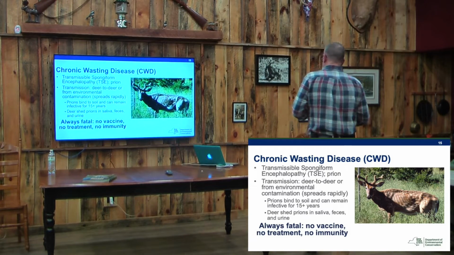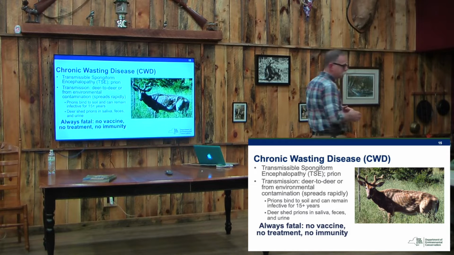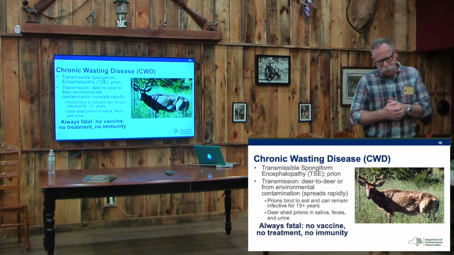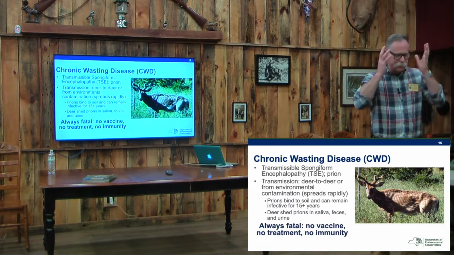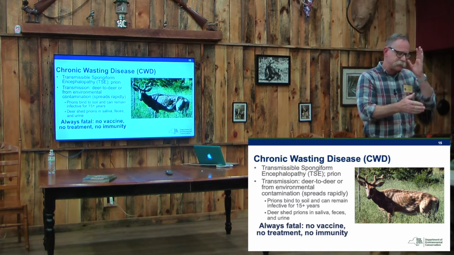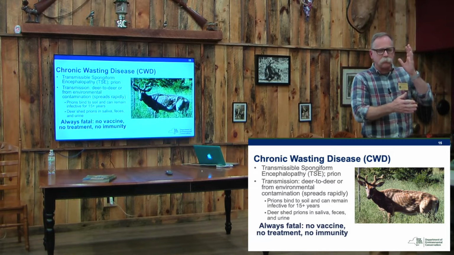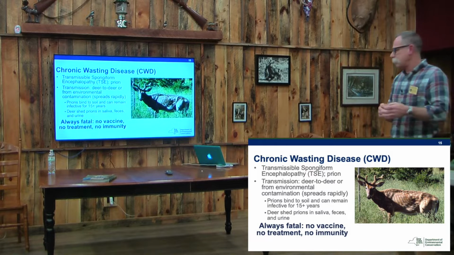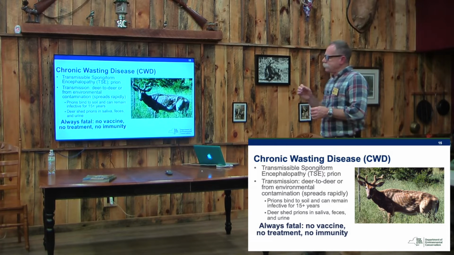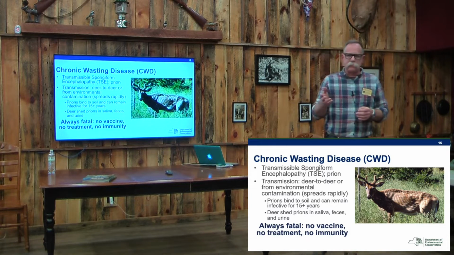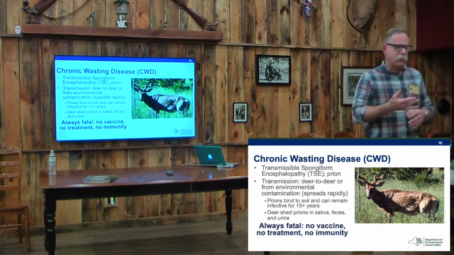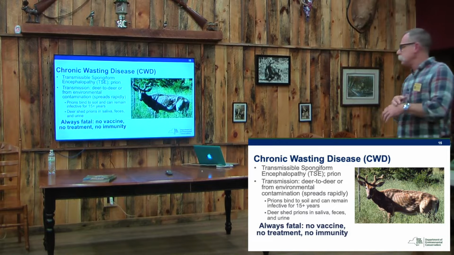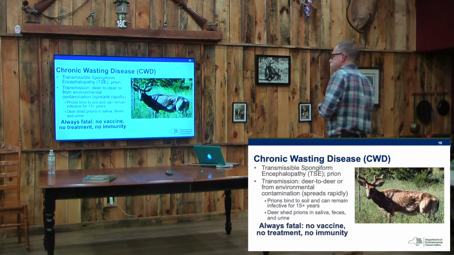It's called a transmissible spongiform encephalopathy, and what that means is it's transmissible from animal to animal, and when you look at the nervous tissue under a microscope, it looks like a sponge. There's all these holes in it. That's where the spongiform comes in. The most famous of these diseases is mad cow disease. Other examples would be scrapie in sheep, kuru in people, and there's some others.